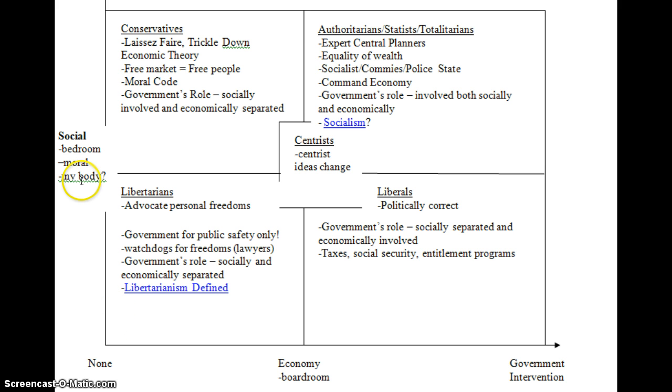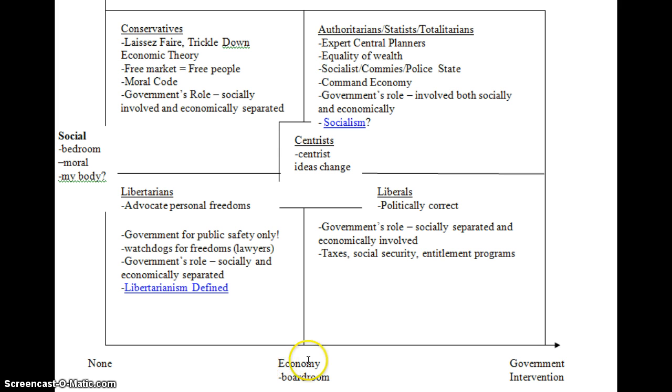The y-axis this time refers to social issues. Social issues are those issues that typically have nothing to do with money. They have everything to do with values and morality and what you do on your own time and what should be allowed and what shouldn't be allowed. And the x-axis on this graph refers to economic issues, and most economic issues are going to deal with some sort of money.